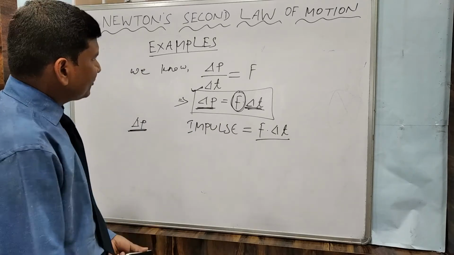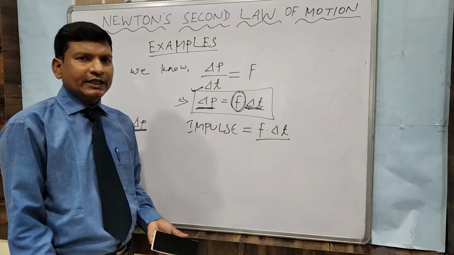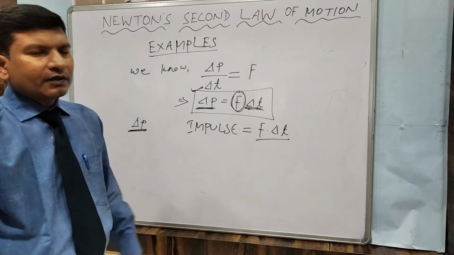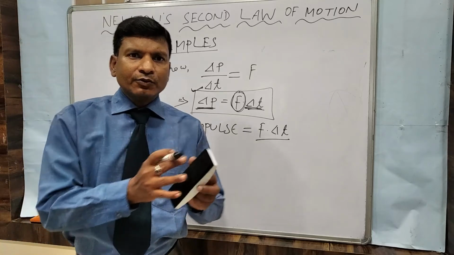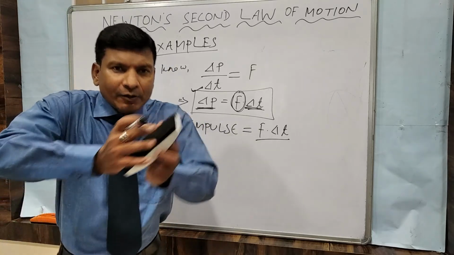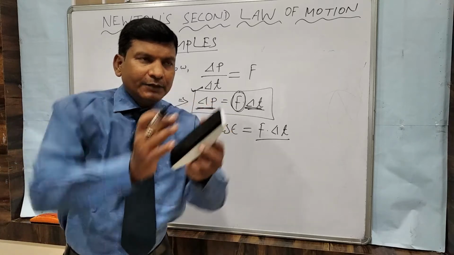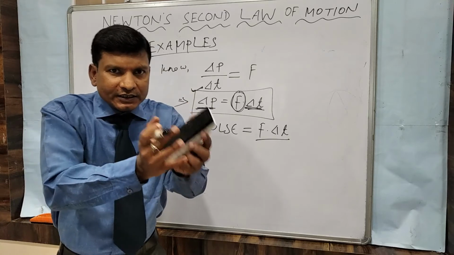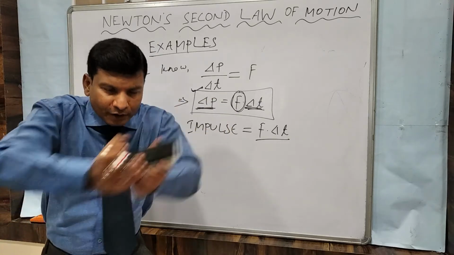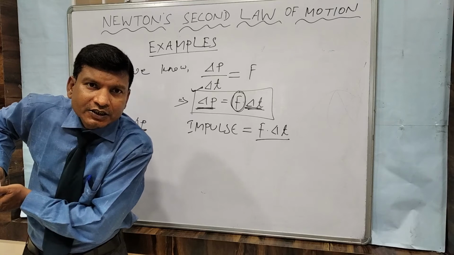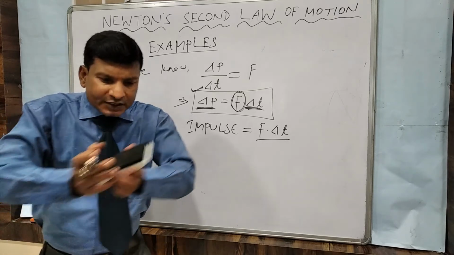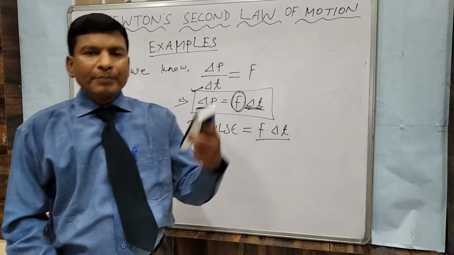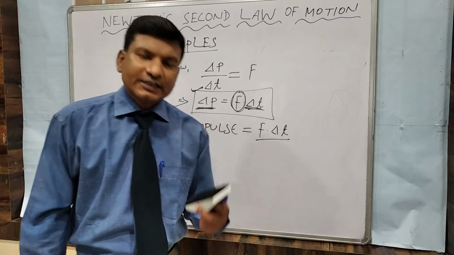So there are some examples of this. What are these? I am discussing them with you. Whenever a cricketer catches a ball, he has to withdraw his hand in the backward direction, isn't it? If one ball is coming and the cricketer has to catch the ball, then after catching the ball, the cricketer has to pull the hand in the backward direction. So what is the reason behind that? By doing so, the cricketer is giving some time to bring the ball into the state of rest.